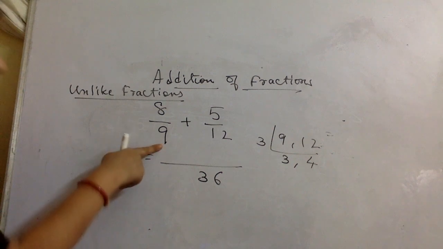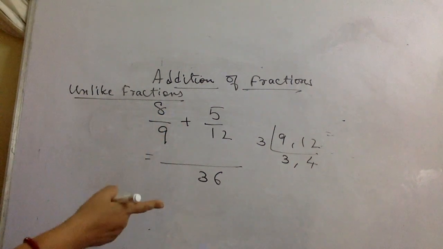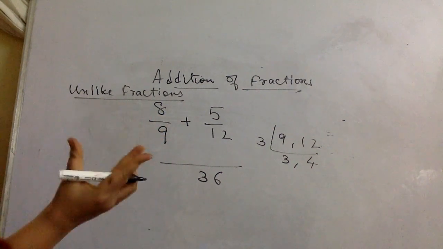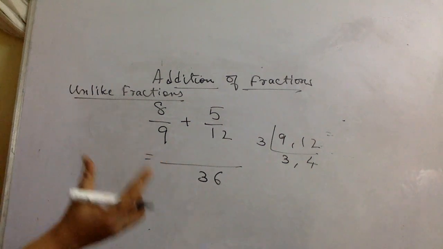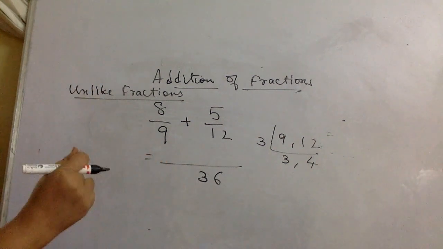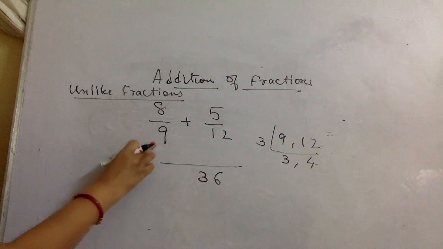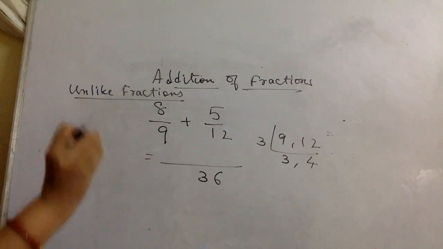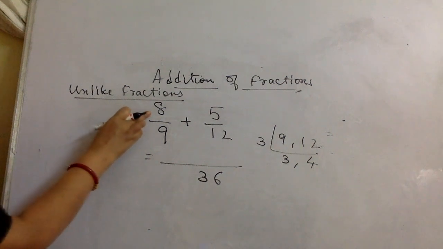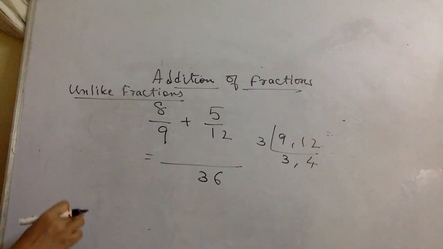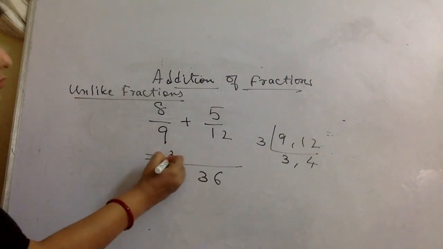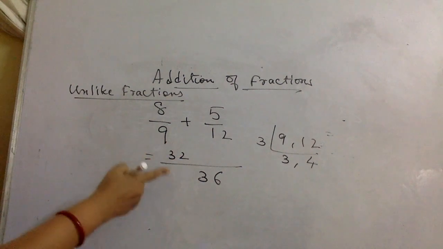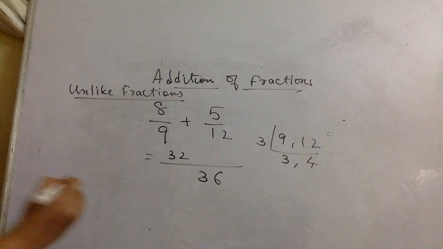Then 9 into what is 36? That is what has to be answered. 9 into 4, the answer comes as 4. 9 into 4 is 36. We don't have a place to write it, so we'll have to remember this 4. That 4 gets multiplied here. 4 into 8 is 32. So 9 into 4 is 36, 4 into 8 is 32.